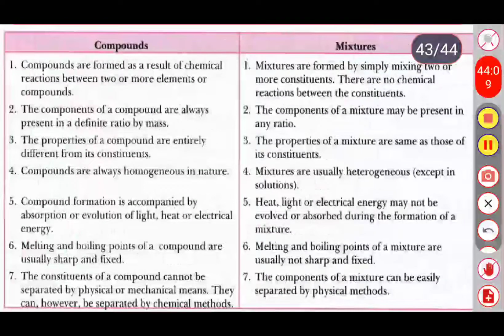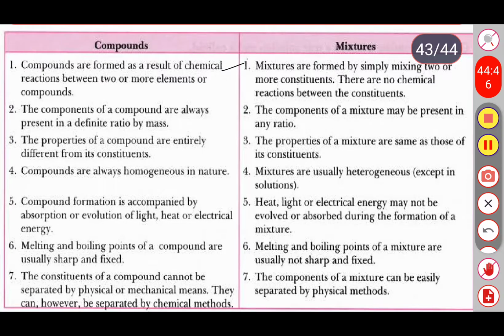First difference: compounds are formed as a result of chemical reaction between two or more elements or compounds. But mixtures are formed by simply mixing two or more constituents; there are no chemical reactions between the constituents or components.